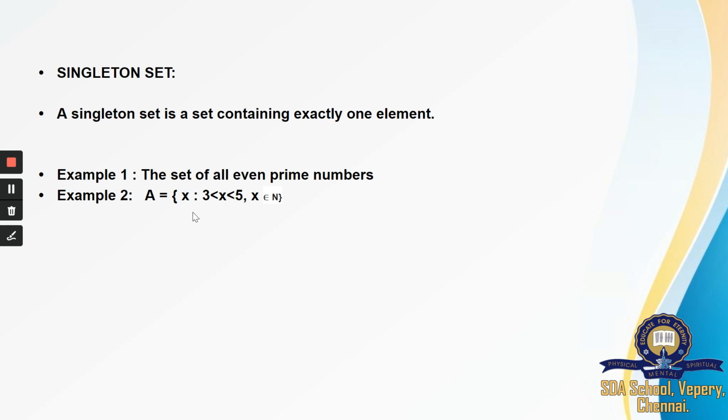Another example, example 2: A equals x such that 3 less than x less than 5, and x belongs to the natural numbers N. How many elements will lie between 3 and 5 when x belongs to the natural numbers? Only one element, that is 4. So, this is an example of a singleton set.